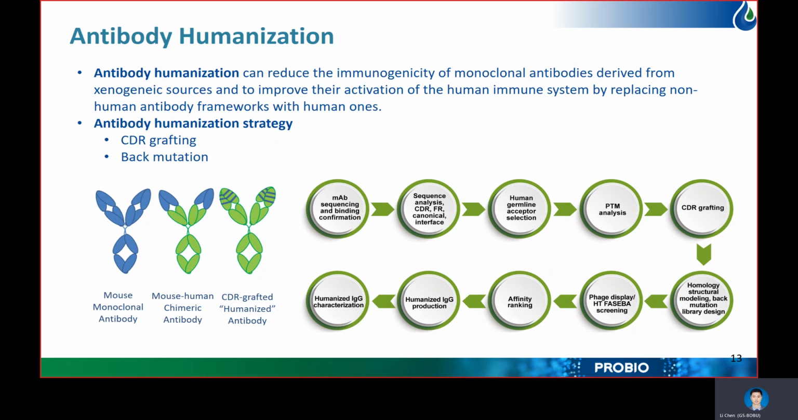Different back mutation combinations will generate a panel of candidate humanized sequences. And affinity ranking tools such as SPR and Octet are commonly used to assess the effects of a back mutation and screen for best candidates with minimal affinity loss.